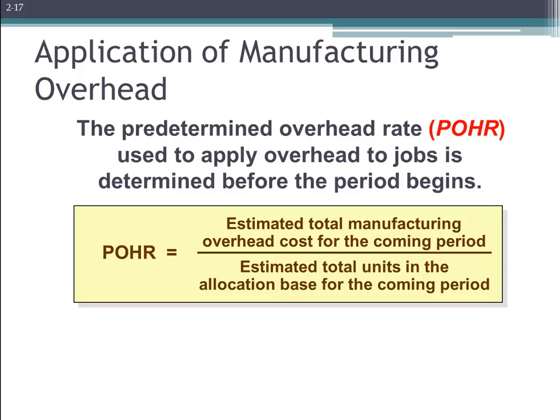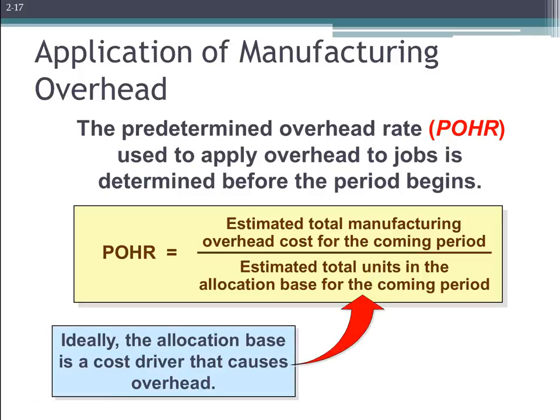Now that allocation base will be many different things, but ideally what we want it to be is something that actually drives overhead. In other words, if we are a heavily automated manufacturing facility, we would want to use maybe machine hours, the amount of time that the machines are being used, because the more they are being used, the more costs we're going to incur related to manufacturing. What I mean is electricity is going to be higher, most likely salary is going to be higher because we're going to have people there working and monitoring the machines.